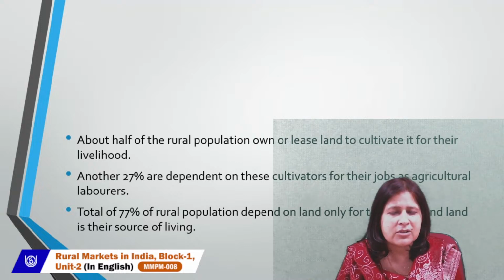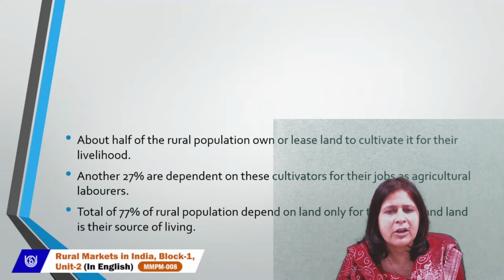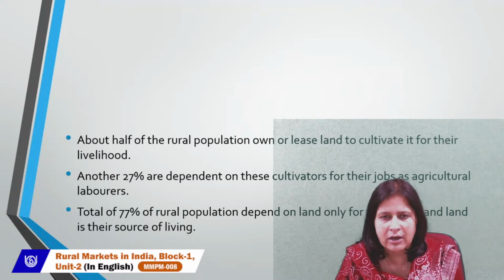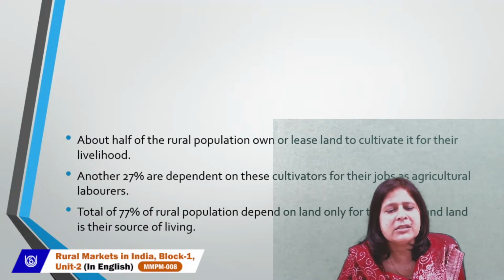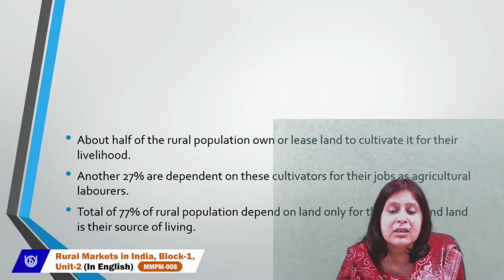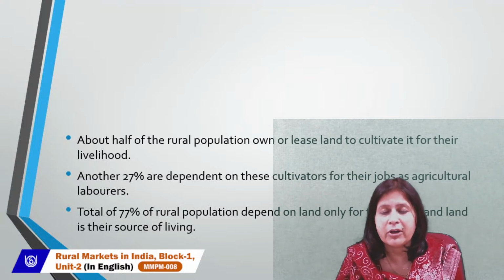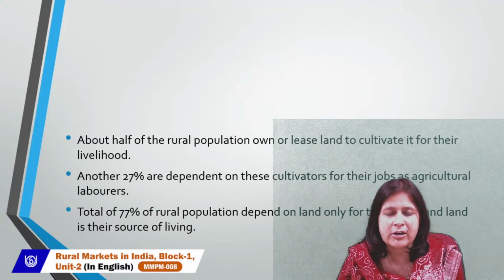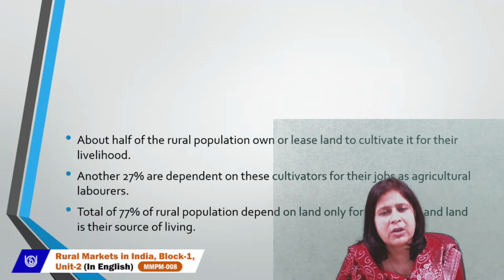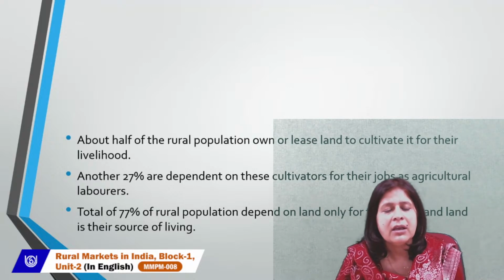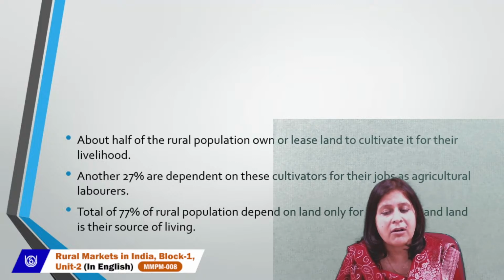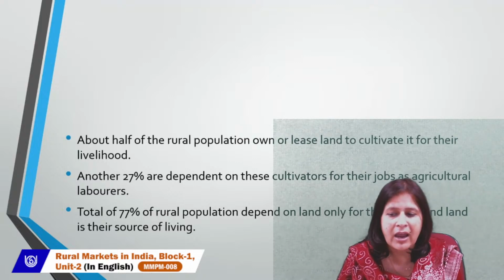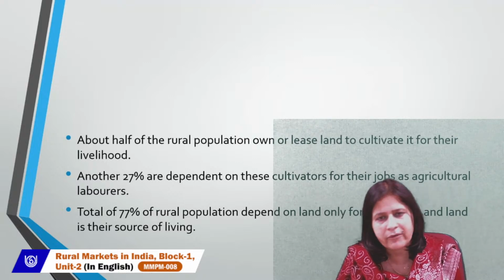Few have the lands or they lease the land to cultivate, and 27%, half of the rural population, and the 27% are dependent on these cultivators for their jobs as agricultural day laborers. The 27% work as laborers for these big cultivators, right? Total 77% of the rural population depends on land only for their living, and land is the source of living, right?